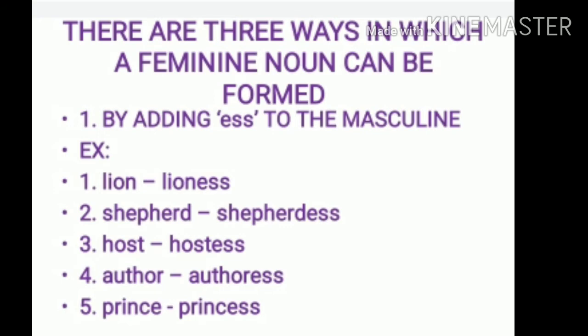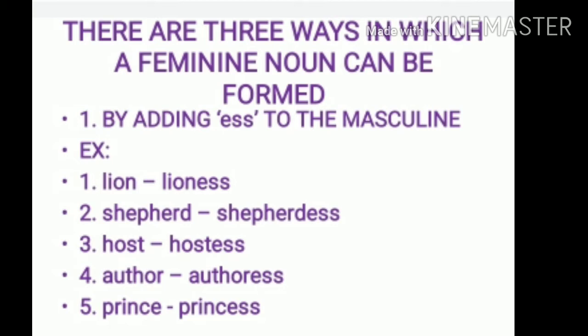Now there are three ways in which a feminine noun can be formed. So from a masculine, how we can change it into a feminine, there are three ways. The first way is by adding ESS to the masculine. Whatever name, if a masculine is given, sometimes we just add a double ES behind that noun and we make it into a feminine. For example, lion. Lion, the same spelling, and at the end we add ESS, so it becomes lioness, which is a female, a feminine gender.